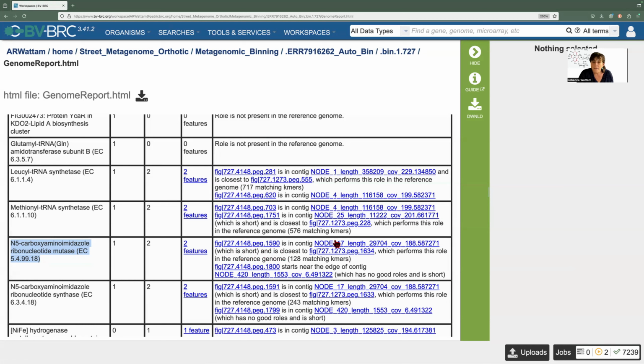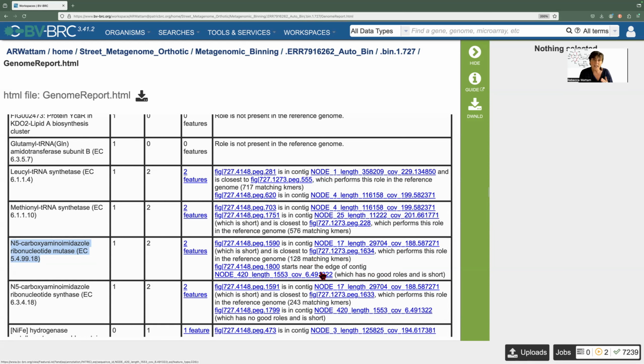If you looked at the reference, you notice that this number is different. So it's closest to this reference genome, and they have this many matching k-mers. But this is on a short little contig. And then you have this one, which is near the end of a contig, which is an indication to me, and this gene is short.